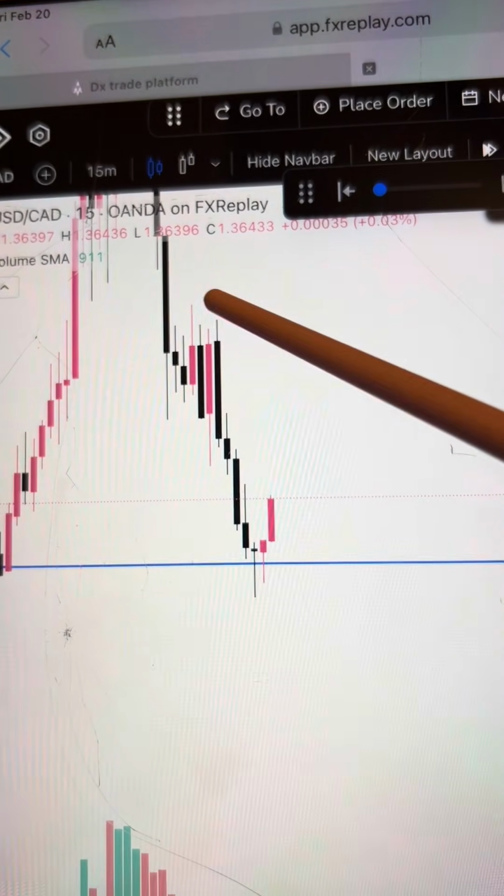A lot of people would have gotten in on this because we came back above the line, but it does not make sense to do that because we have broken no structure to the upside. As of right now, we would have to go above this point to break structure to the upside. So I would still be waiting. And as you can see, you would have got stopped out.